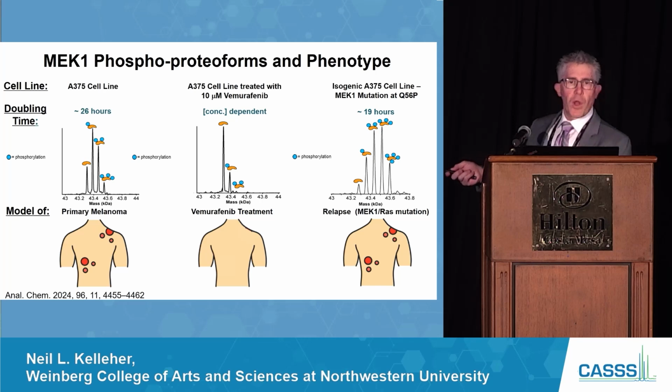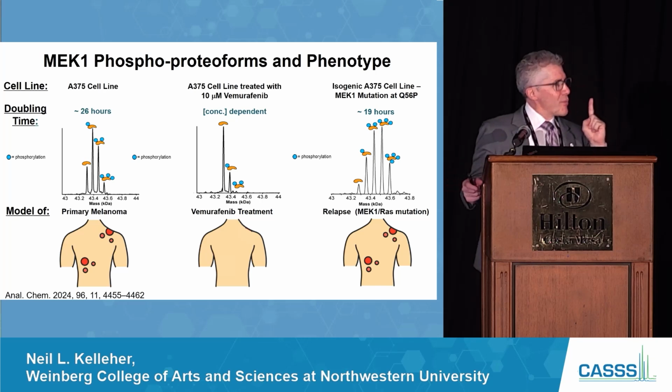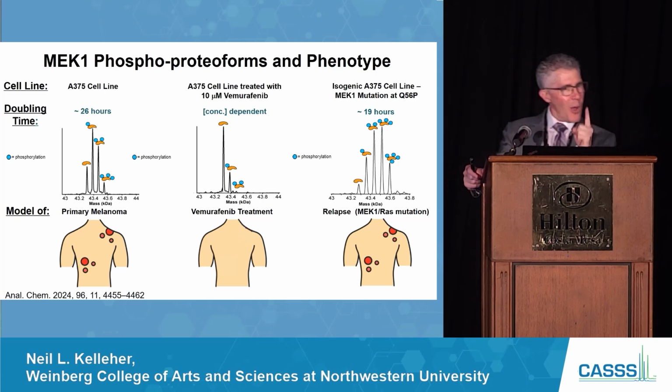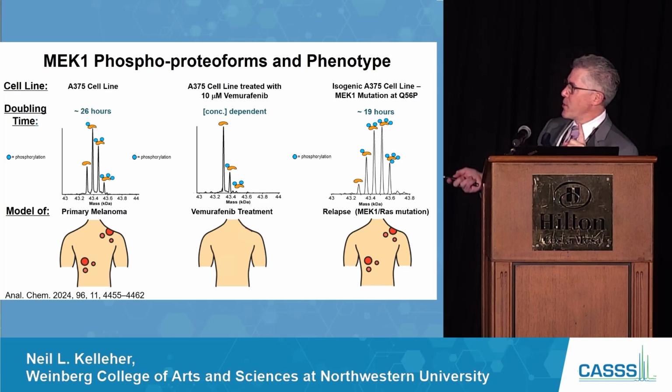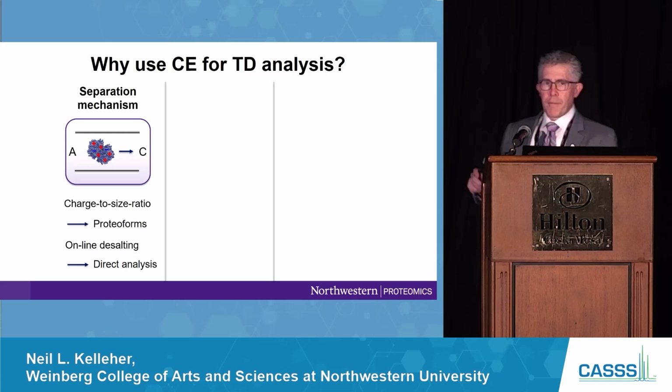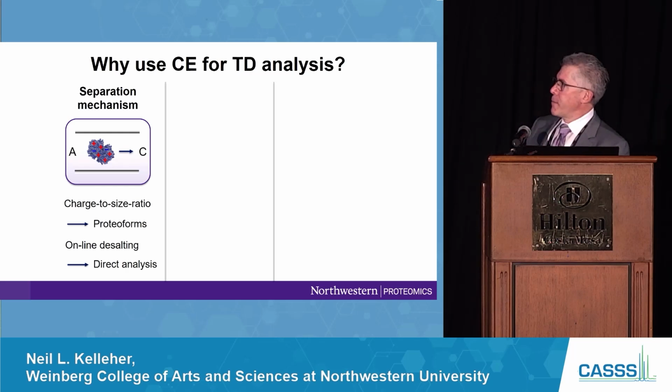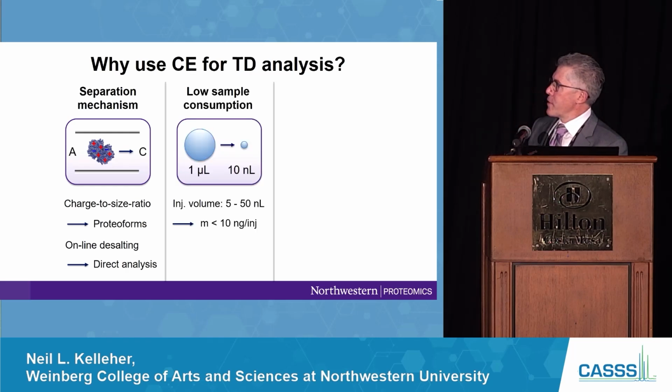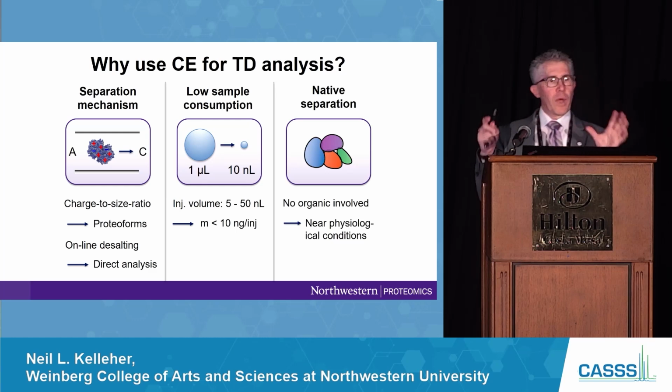Look at the 4. This is what I call an angry proteoform profile. I do not want this in my body as a melanoma. That is a hyperphosphorylated state, and usually people are gone within 3 to 6 months if they get these kinds of relapse mutations.